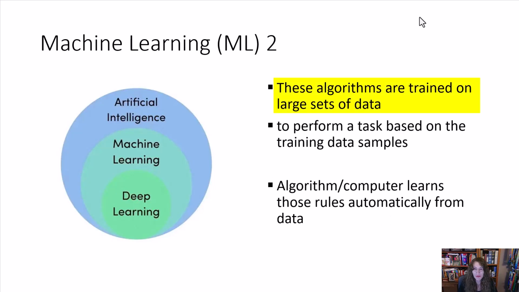These algorithms are trained on extremely large sets of data to perform a task based on the training data samples. So the algorithm learns those rules automatically from the data. So by seeing enough of this training data, it starts to recognize what the data is meant to represent.